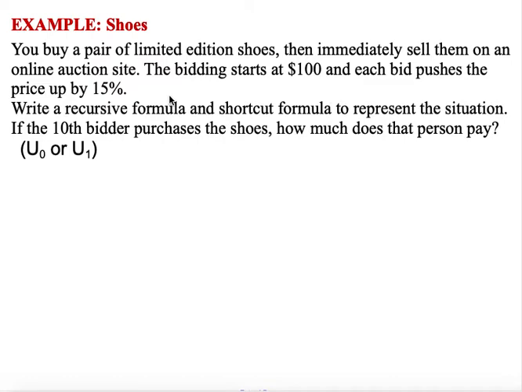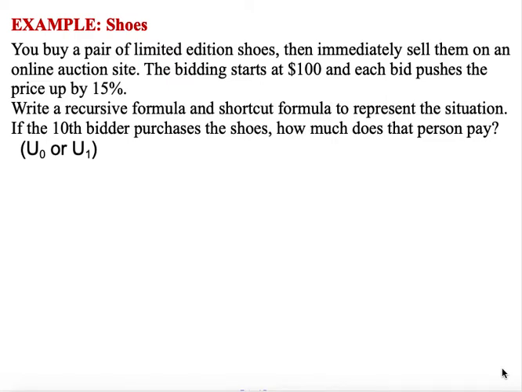All right, so the first example, I recommend taking a minute to write some of this down. It's about shoes. You're buying a pair of limited edition, and then immediately you sell them on an online auction site. You don't actually want the shoes to keep. You're trying to make a little bit of money. The bidding starts at $100, so that's the price you put at before any bidding happens, $100, and each bid pushes the price up by 15%.